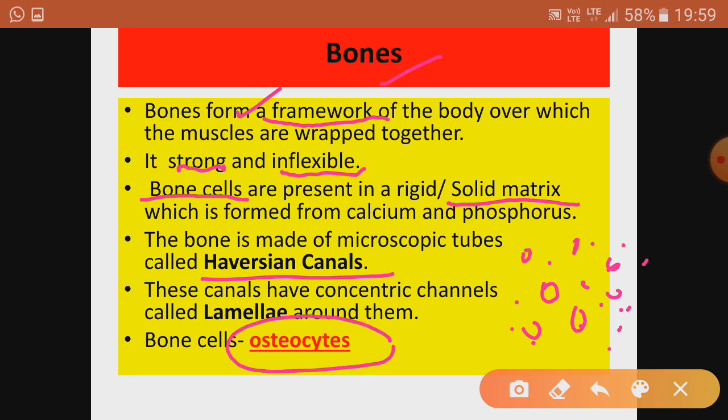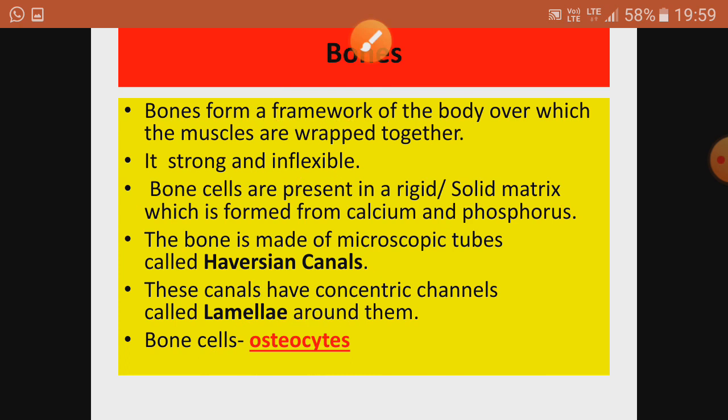So till now you should remember that bone is the skeletal connective tissue. It has got the solid matrix. In the solid matrix, some bone cells which are called osteocytes are present. So this is about the bones. It will be much more clear with the help of one diagram.